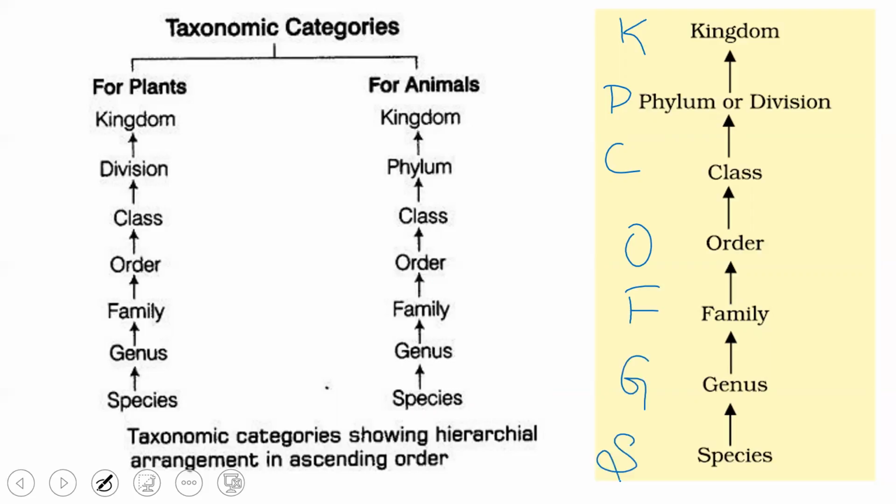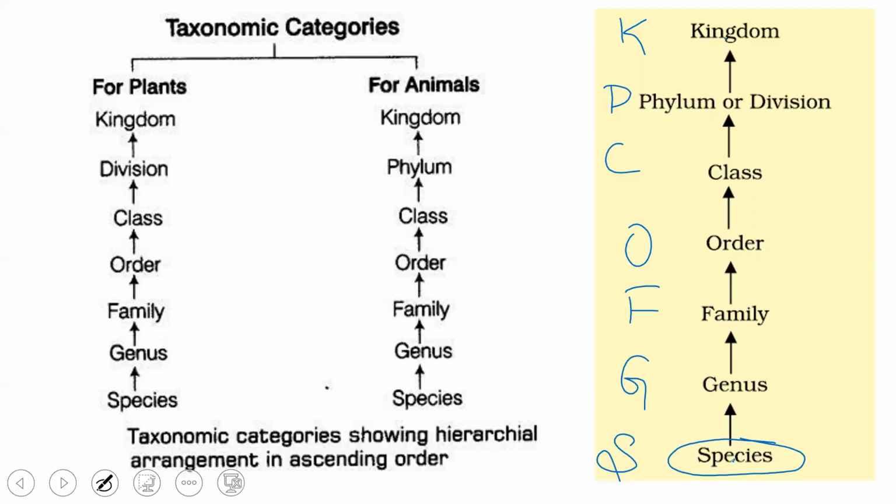And as I told you, it will be in a hierarchical order, in ascending order. So ascending is from smaller to larger. Species is the lowest category, and then comes the genus, then family, then order, class, phylum or division, and then kingdom, which is the highest taxonomic category. So lowest is species, highest is kingdom. Then this hierarchical order has to be shown using the arrow mark, from the species to the kingdom.